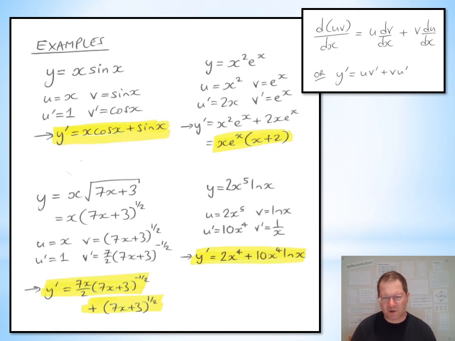And then finally, bottom right, we've got y equals 2x to the 5 ln x. So again, we can let u equal 2x to the 5 and v equal ln x. u dash is 10x to the 4, v dash is 1 over x. And then if we times u by v dash and v by u dash and add them together, we get dy by dx is equal to 2x to the power 4 plus 10x to the power 4 ln x.